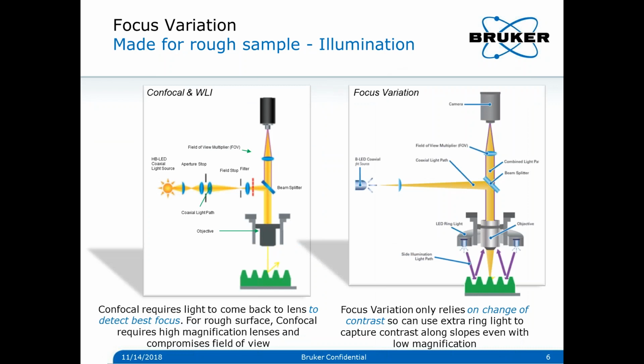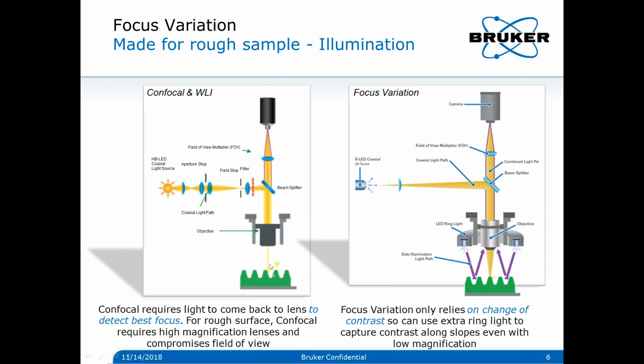Now, the principle does not really uncover the reason why focus variation is made for rough samples. Actually, when we look at confocal and white light interferometry, we only use coaxial illumination. In that essence, confocal and white light interferometry are directly linked to the reflected intensity coming from the illumination path only. And this requires a single coaxial path to make it work.